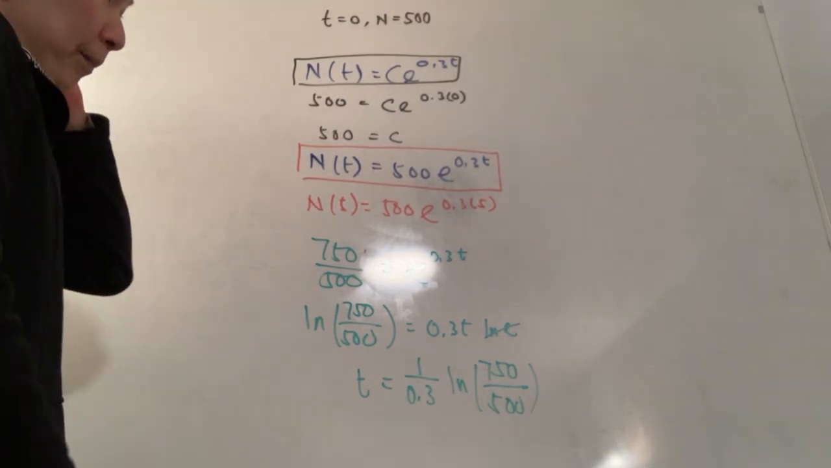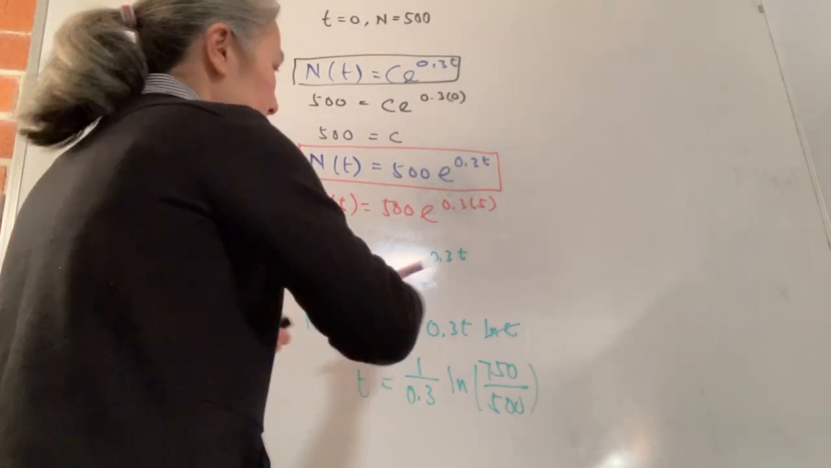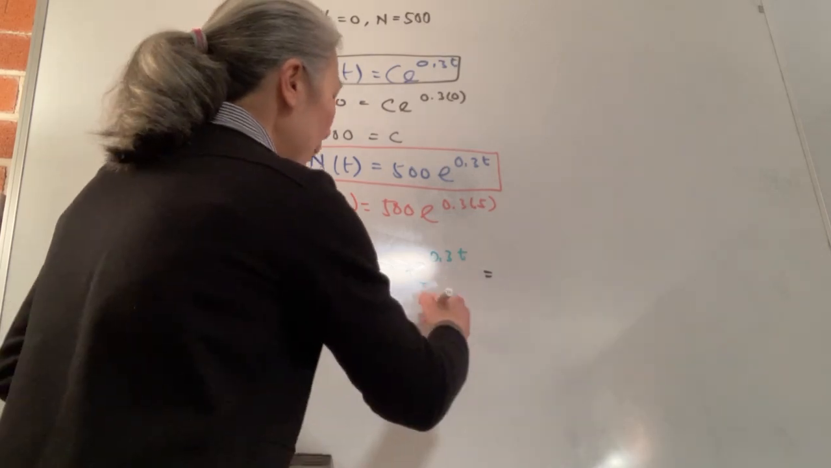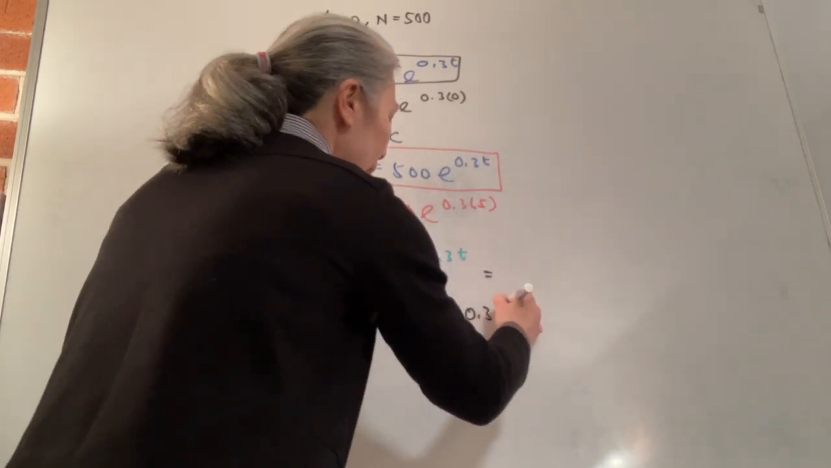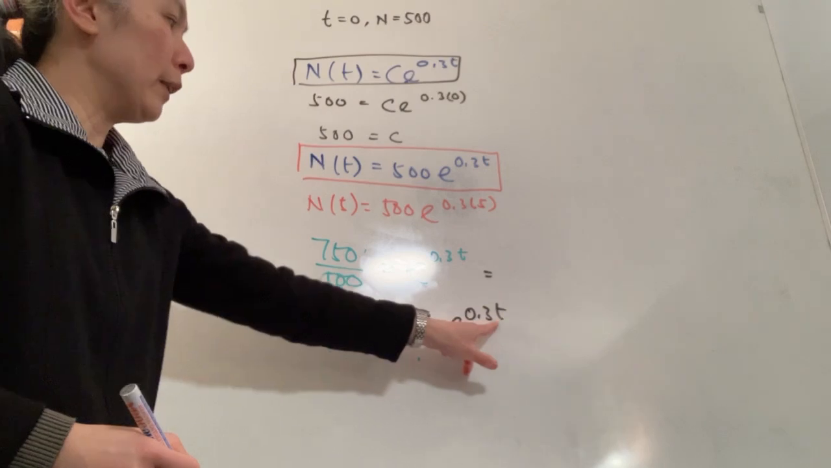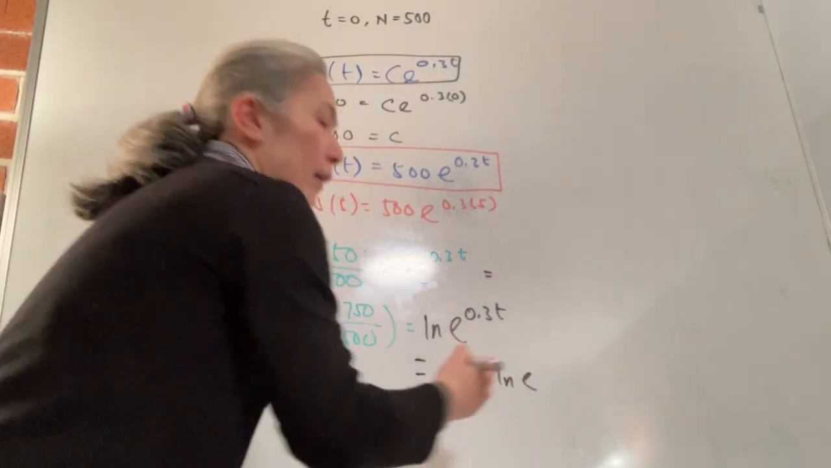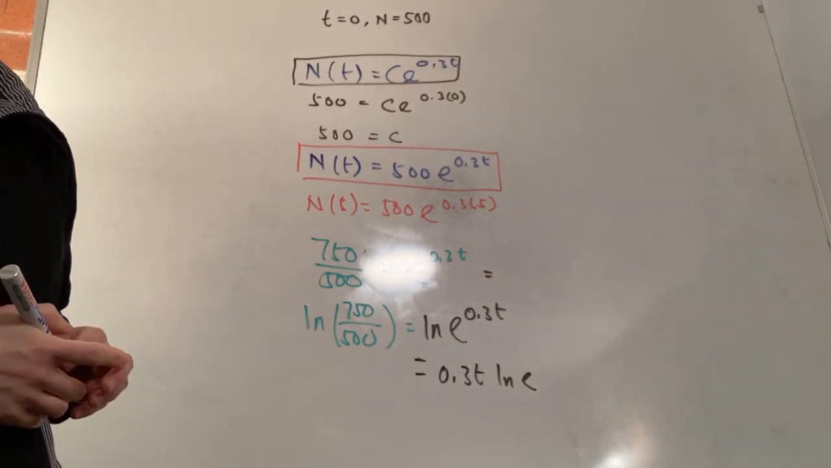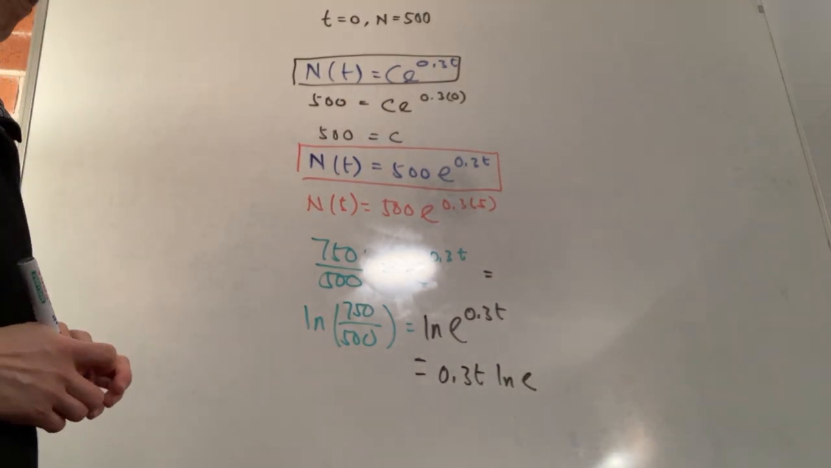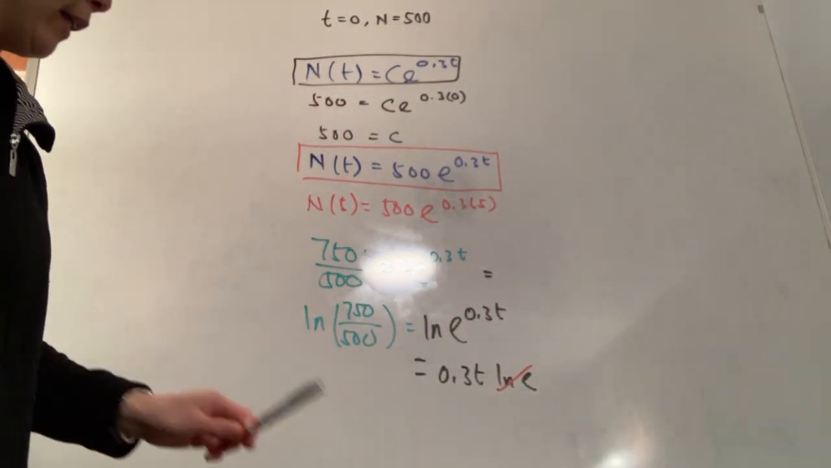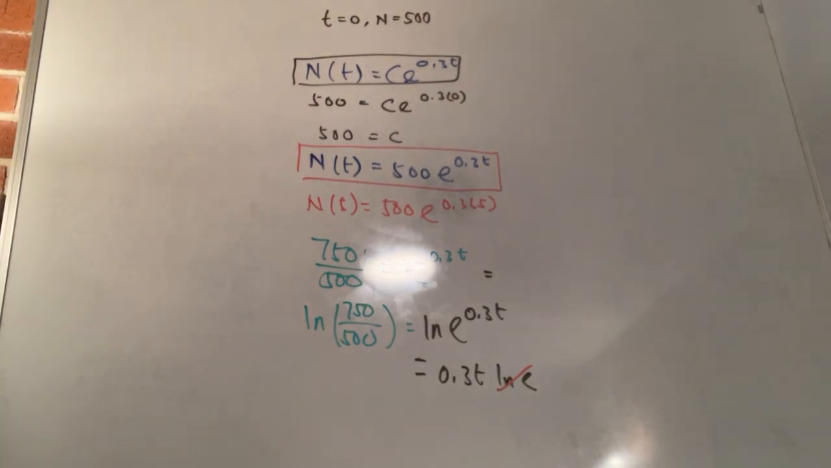So this step is ln of e to the power 0.3t. Properties of log: the number on the top can go to the front. Remember your log rules? And ln of e is equal to 1, so this term is gone. And you can divide both sides by 0.3, because ln e is equal to 1. I'm low-key brain dead right now.